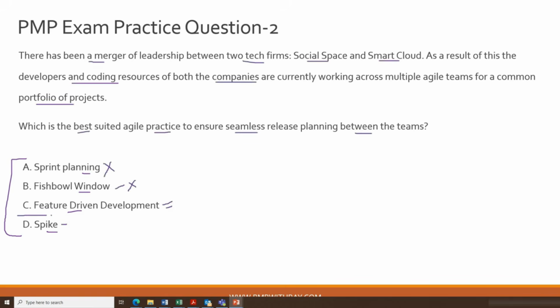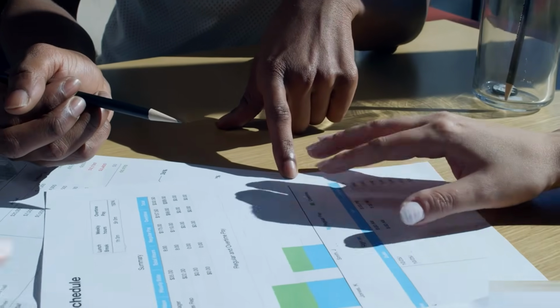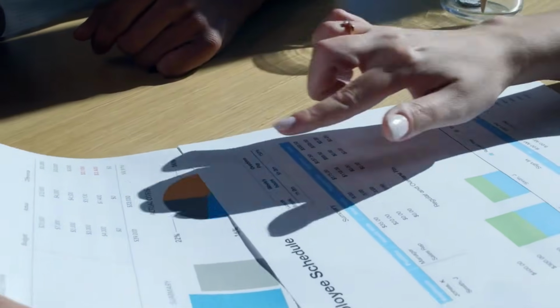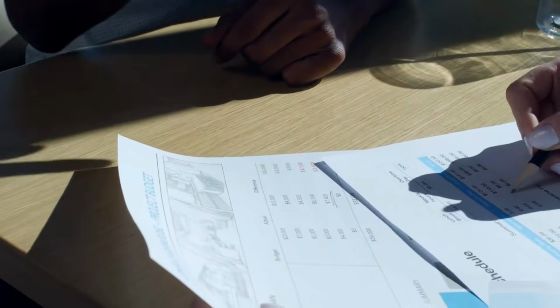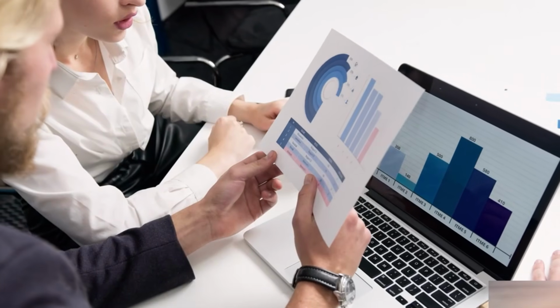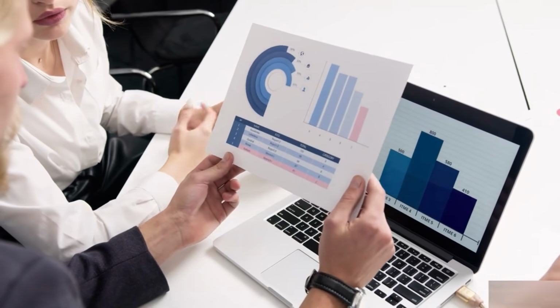Next, let's talk about option D, spike. So what is a spike, guys? So in Agile, a spike refers to a time boxed task or investigation undertaken to explore and address technical or design uncertainties related to a user story or a feature. So basically a spike is a type of brainstorming event which you do in focused groups to analyze a complex user story or a complex feature in an iteration or in a backlog, right?